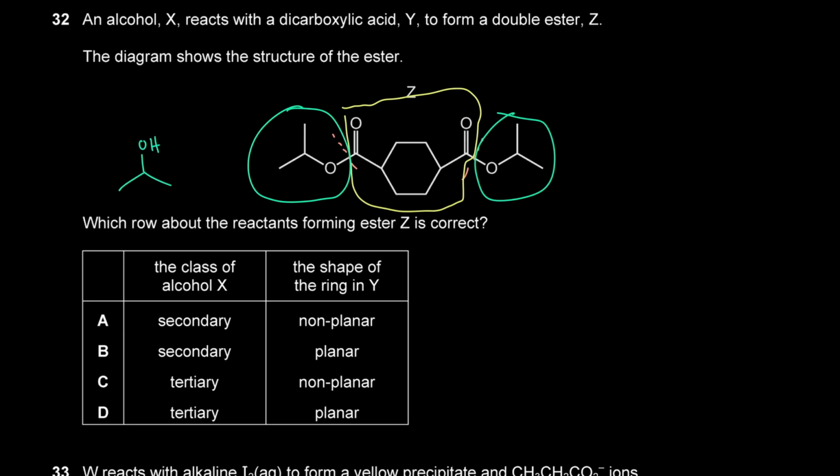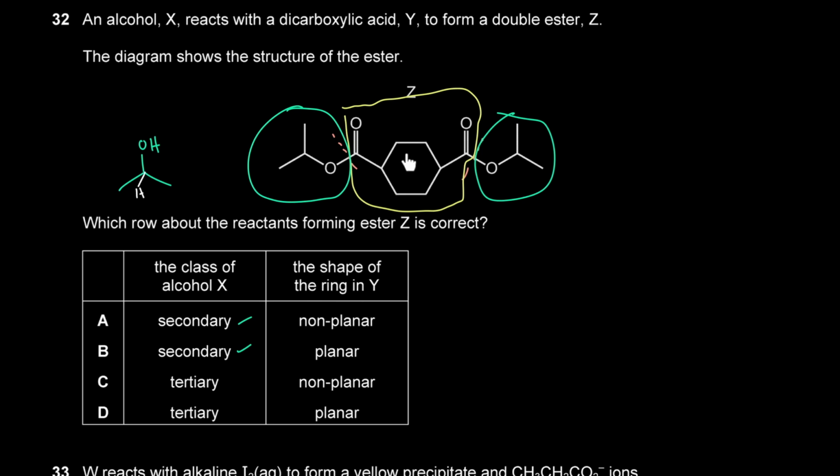This is propan-2-ol. Propan-2-ol is a secondary alcohol, right? The carbon with the OH is bonded to 2 carbons and 1 hydrogen. If it's bonded to 2 carbons, it is a secondary alcohol. So the answer has to be A or B. And then what about the shape of the ring in Y?